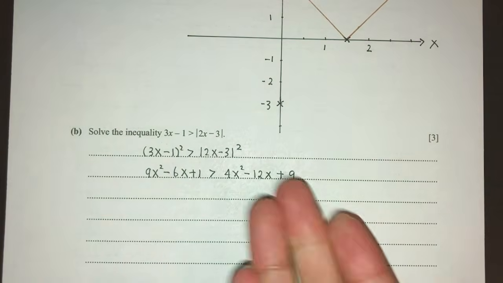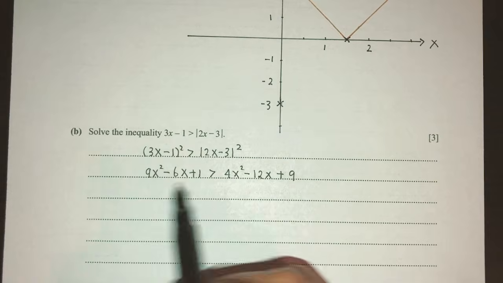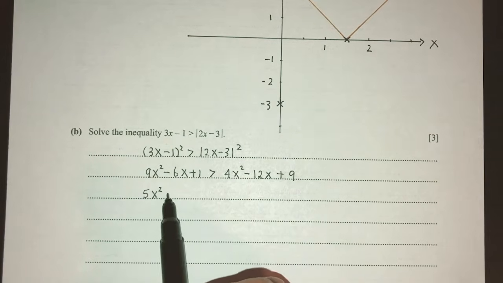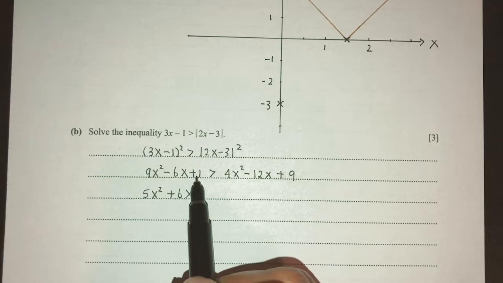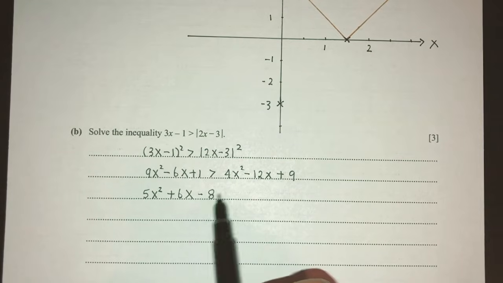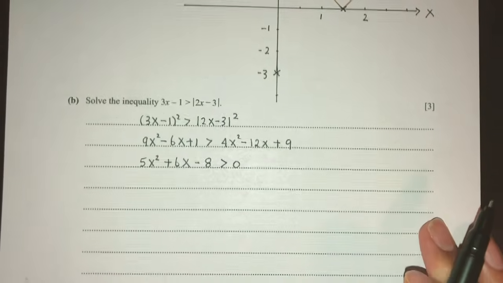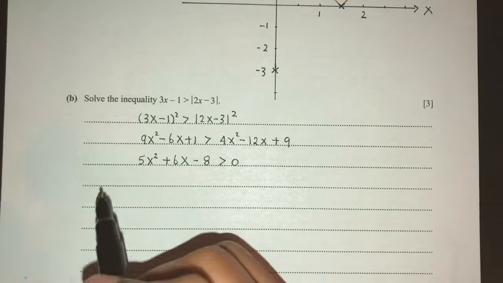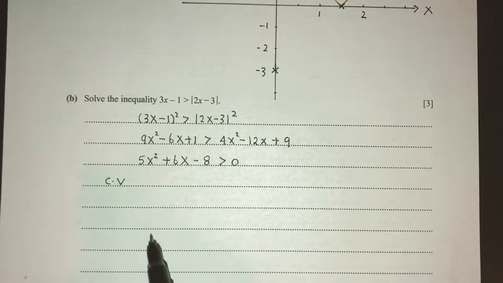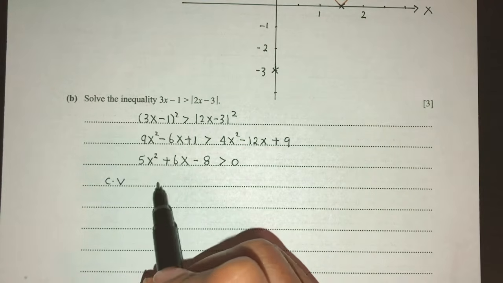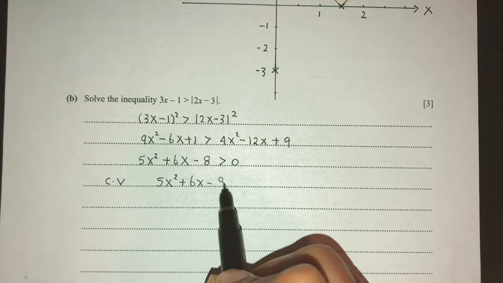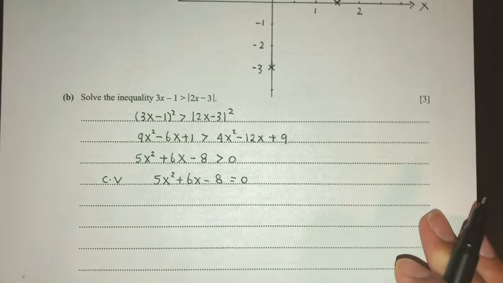Now we have to send everything to one side. So 9 minus 4 is 5x squared. Minus 6 plus 12 will be plus 6x. Plus 1 minus 9 will be minus 8 more than 0. Now whenever we have to solve an inequality function, we first have to find the critical values. So basically we take the same function, which is this one, and we equate that to 0 to find the critical values.